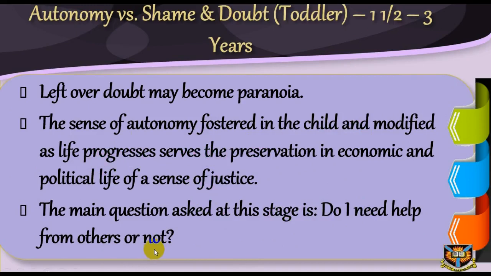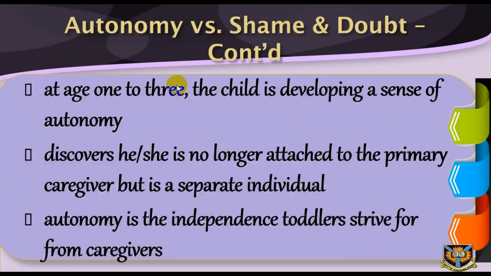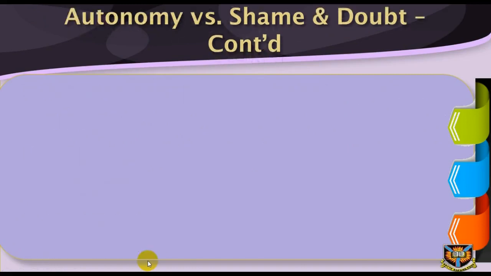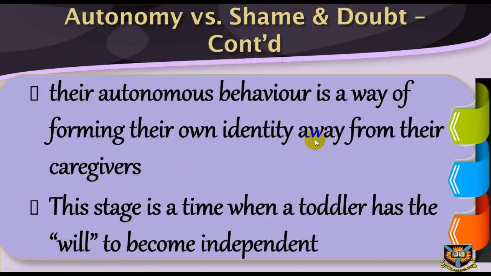When a child reaches the age of 1 to the age of 3, Erikson explains, the child is developing a sense of autonomy. During this stage, the toddler discovers he or she is no longer attached to the primary caregiver, but is a separate individual (Gonzalez-Mena and Eyer, 2004). Autonomy is the independence a toddler strives for from caregivers. Toddlers' autonomous behavior is a way of forming their own identity away from their caregivers (Bigner, 2006). This stage is a time when a toddler has the will to become independent.